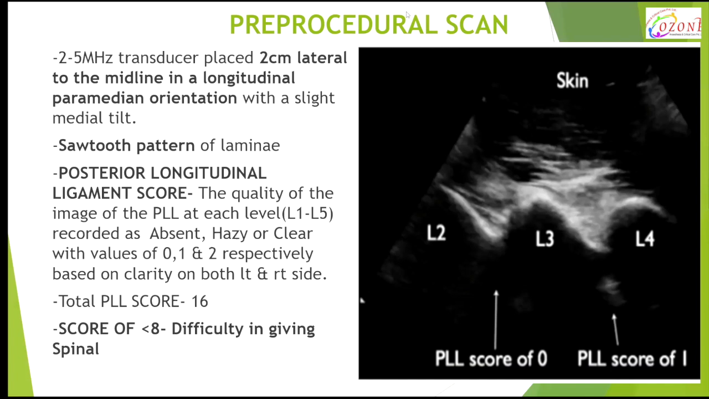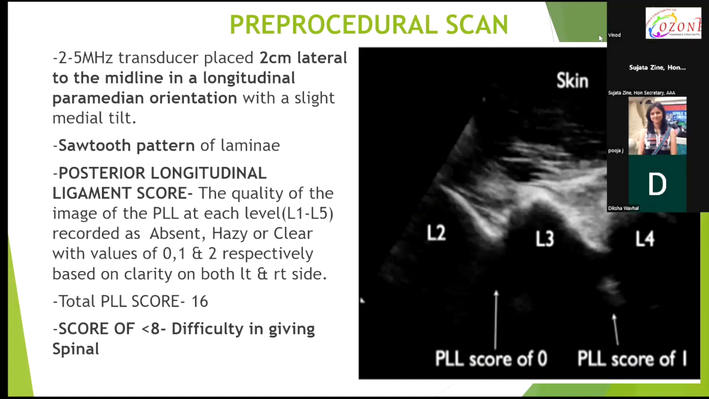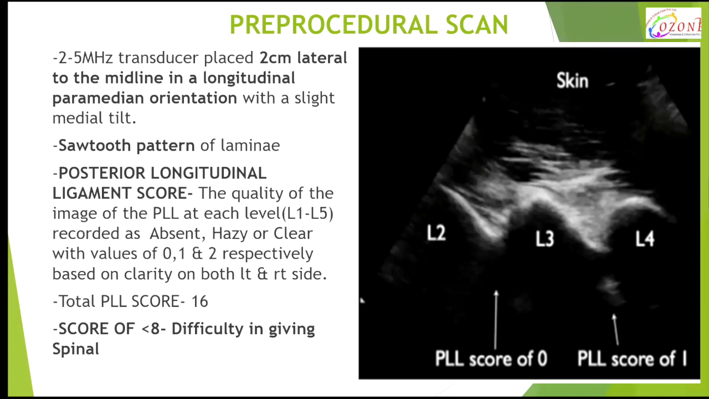As shown in this diagram, between L2 and L3, we cannot see the posterior longitudinal ligament, so here the PLL score is 0. And between L3 and L4, we see the posterior longitudinal ligament, but it is not clear, so we give a score of 1. With a score of less than 8, we can predict difficulty in giving spinal. Next slide, sir.